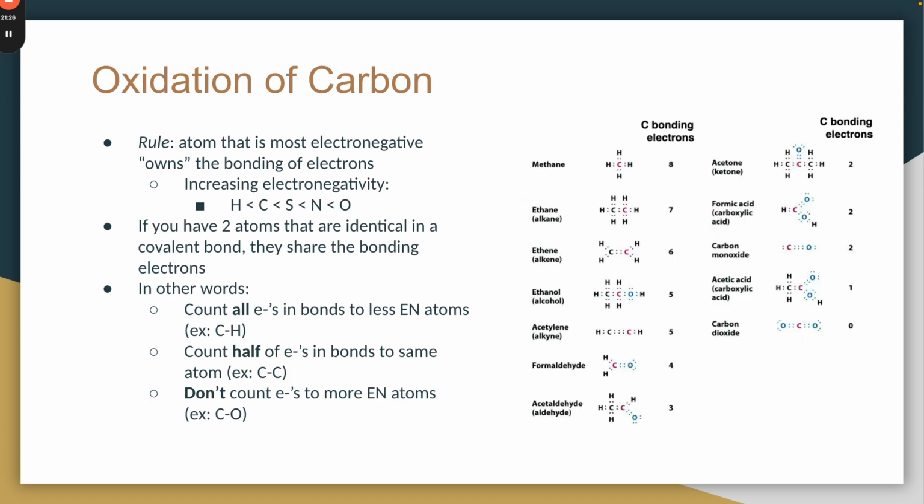Okay, oxidation of carbon. The atom that is most electronegative owns the bonding electrons. Increasing electronegativity: H is less than C, which is less than S, which is less than N, which is less than O. So O has the highest electronegativity. If you have two identical atoms in a covalent bond, they share the bonding electrons. In other words, count all the electrons in bonds to less electronegative atoms, for example C to H. Count half of the electrons in bonds to the same atom, for example C to C. Don't count electrons to more electronegative atoms.